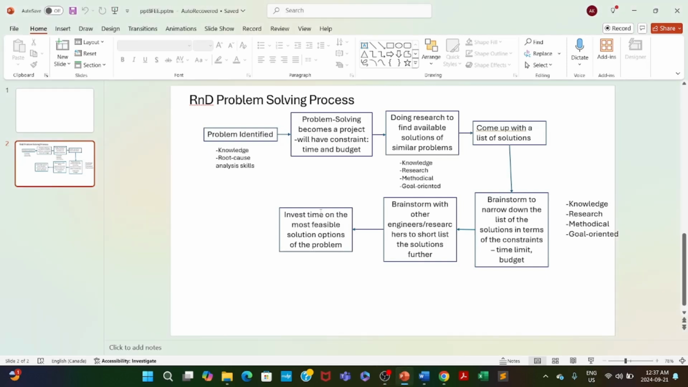So in the last tutorial, we roughly went over the basic steps involved in an R&D problem solving process. The first step was problem identification, which required knowledge and root cause analysis skill. And then the next step was problem solving. When the problem solving becomes a project, then we know the constraints. We have constraints, which are time and budget.